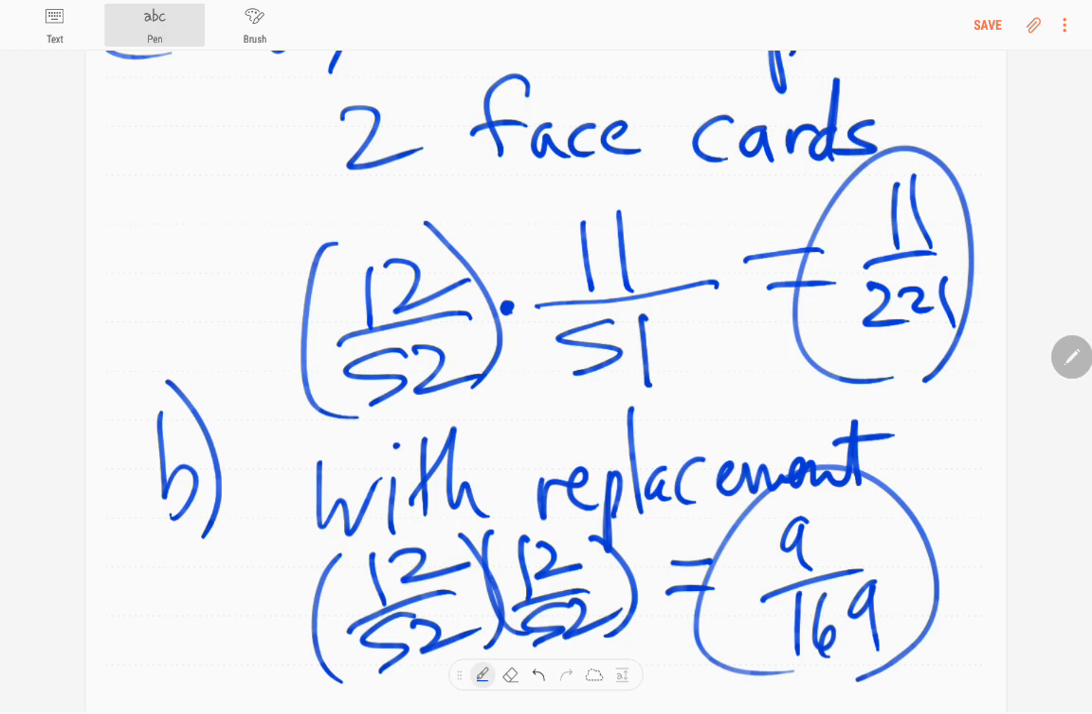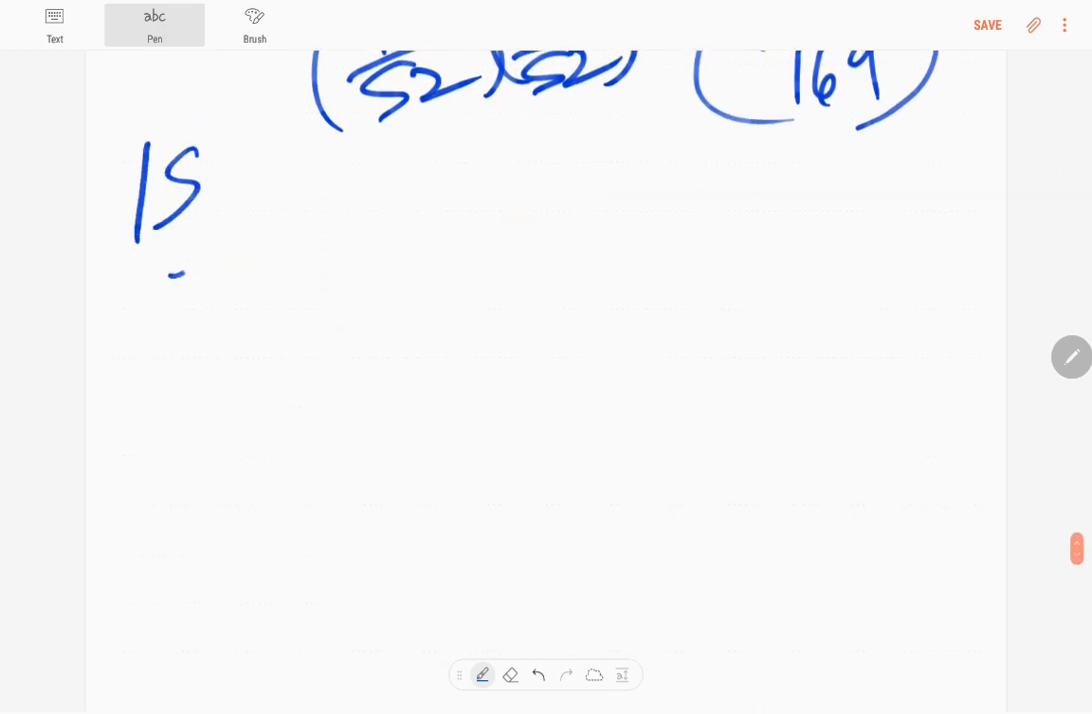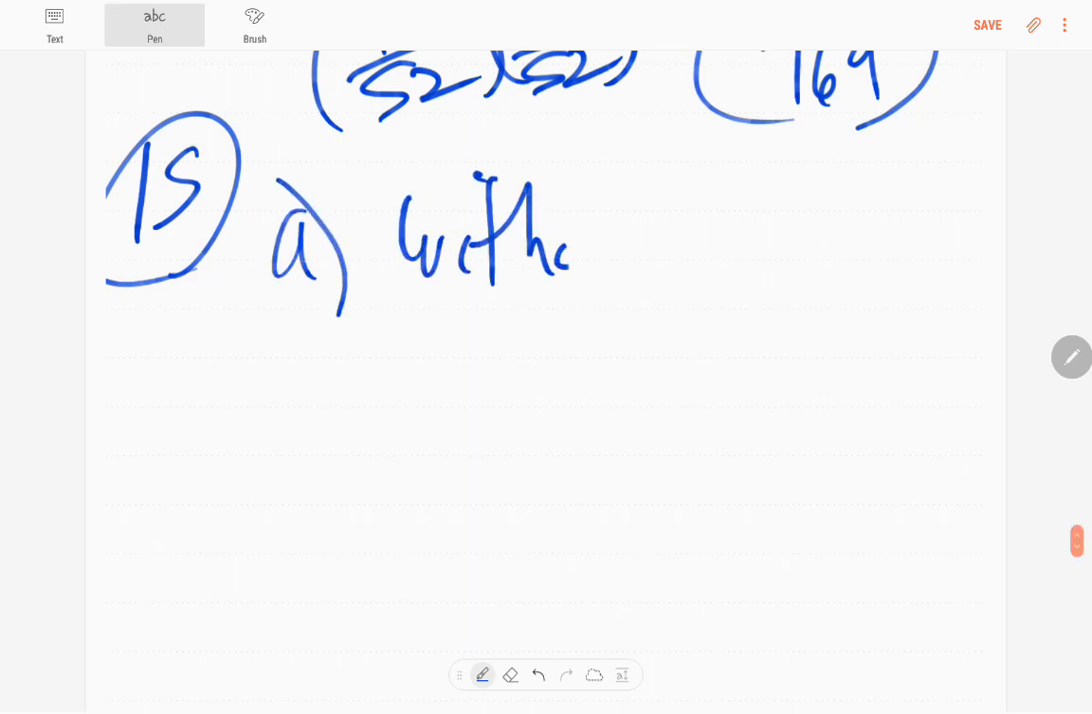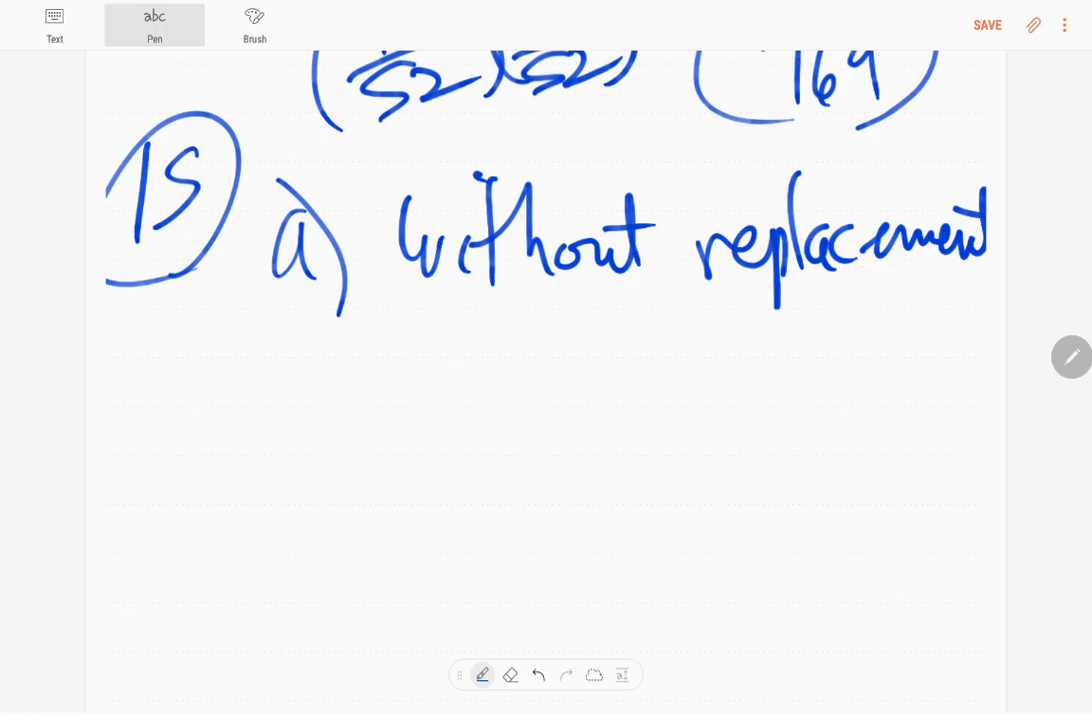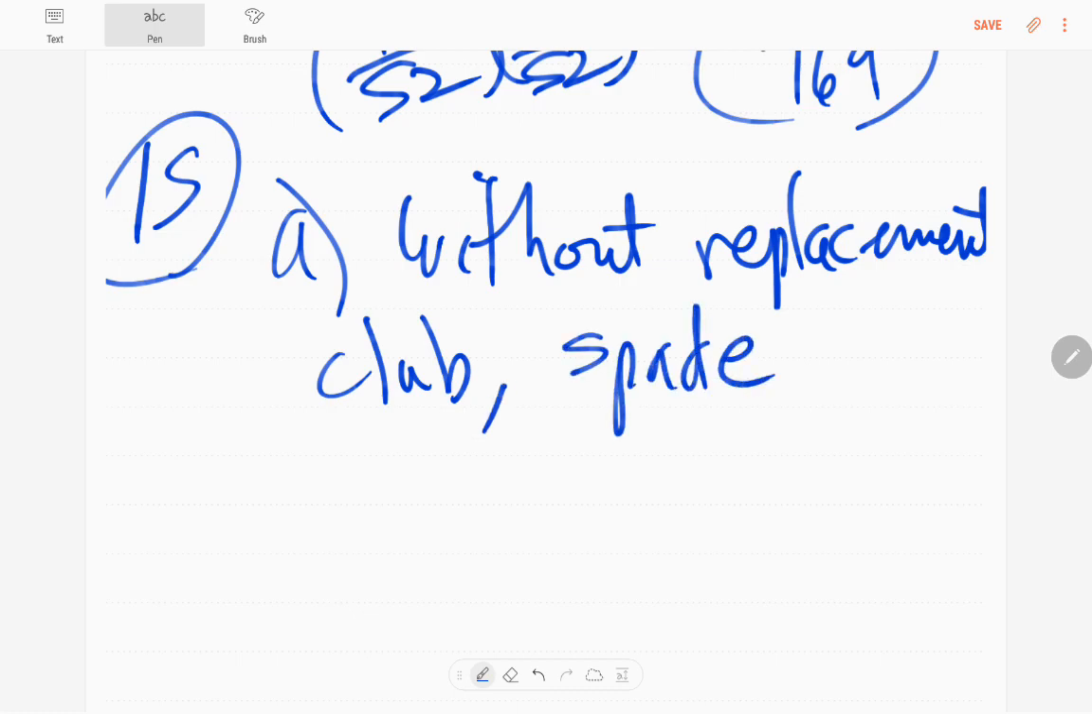So let's try number 15. Okay, so this is the one where you have to consider 2 different orders, but once again, we're picking 2 cards from the deck. And once again, part A is without replacement. Well, the 2 cards this time have to be a club and a spade, but in either order. So let's assume that the club is first in the first case.